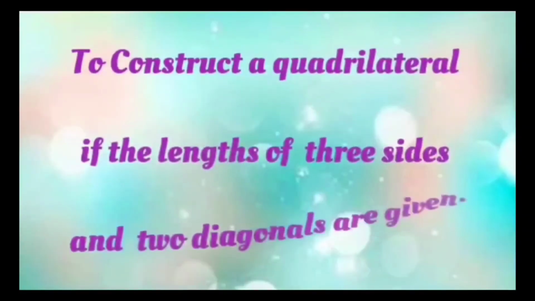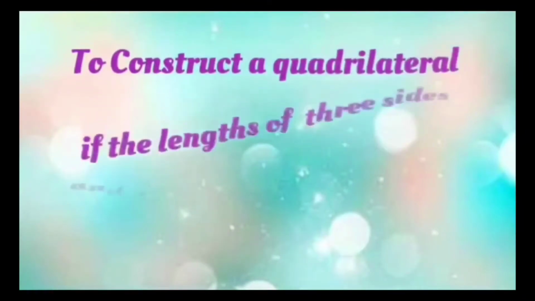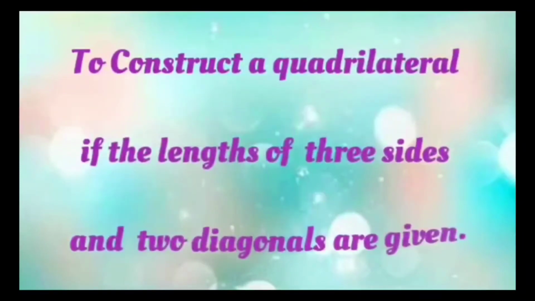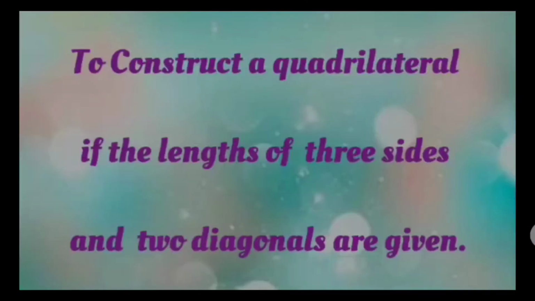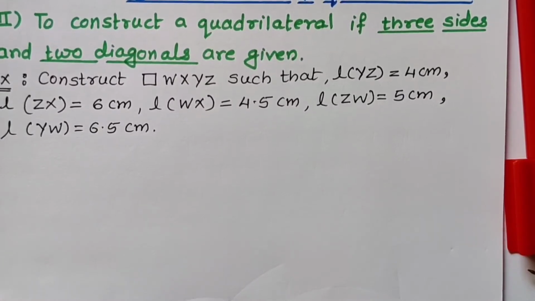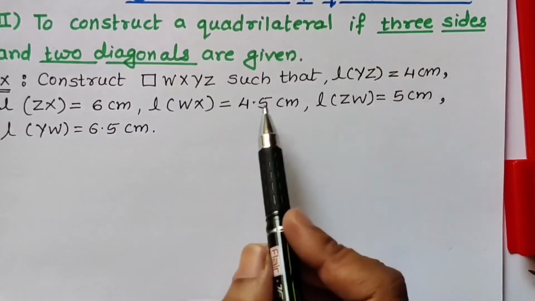To construct a quadrilateral, if the length of 3 sides and 2 diagonals, 5 elements are there, so we have to construct when the 3 sides and 2 diagonals are there. Let us see second type of construction. This is our second type of construction. 3 sides and 2 diagonals. Again 5 elements are given.